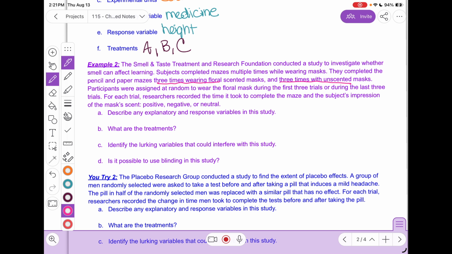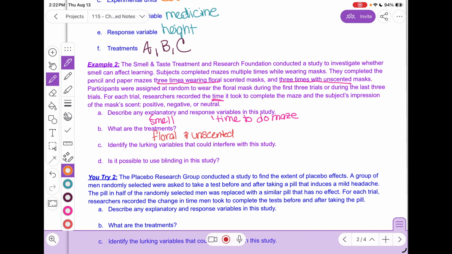So the explanatory would be the mask, whether it's scented or not. So that would be like the smell of the mask. And then the response, it looks like they're recording the time to do the maze. Okay. So if the explanatory variable is the smell, the treatment would be floral and unscented. Those are the 2 smells.